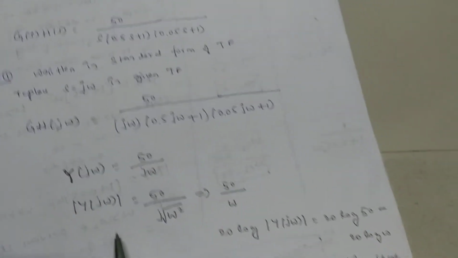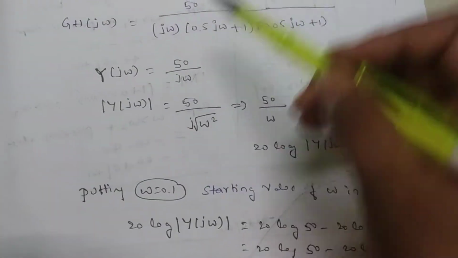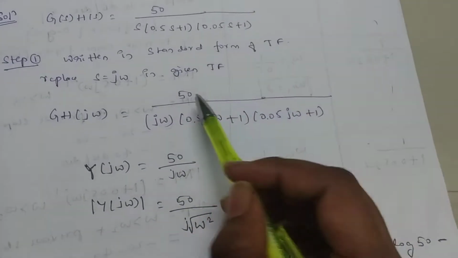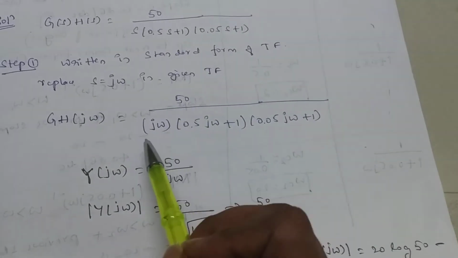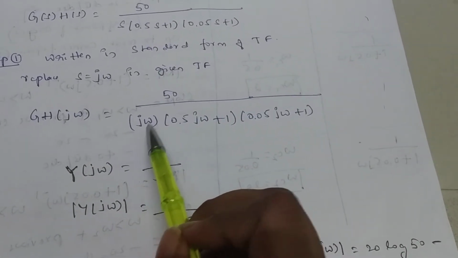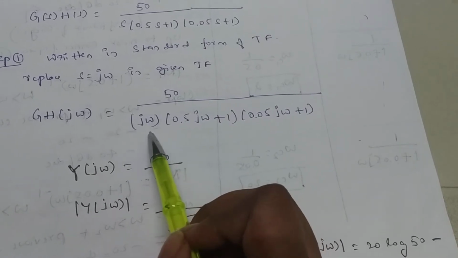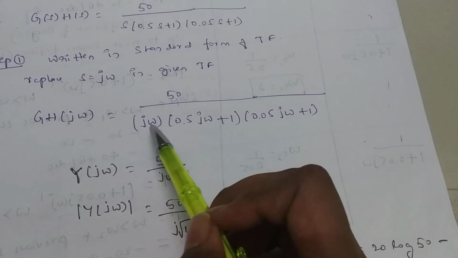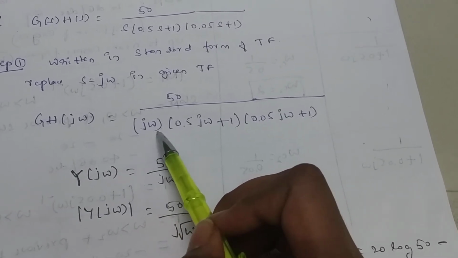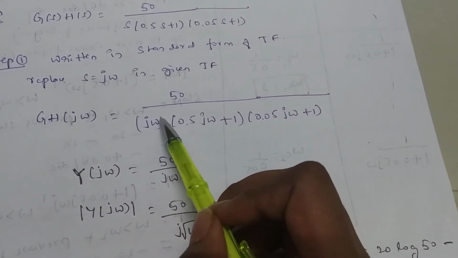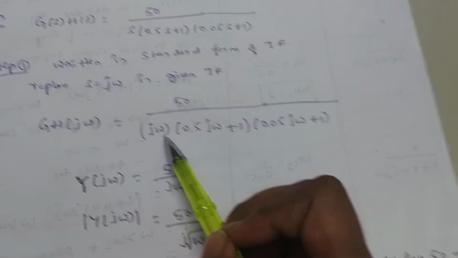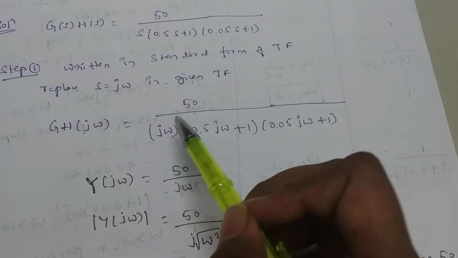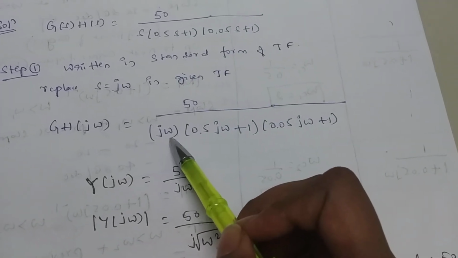Next, we need to identify the corner frequency. So how to identify here? There is a type 1 system. Why? Because there is a pole at the origin. If it is omega square, it means it is a type 2 system. If they have given j omega, it means it is a type 1 system. So the poles should be at the origin.